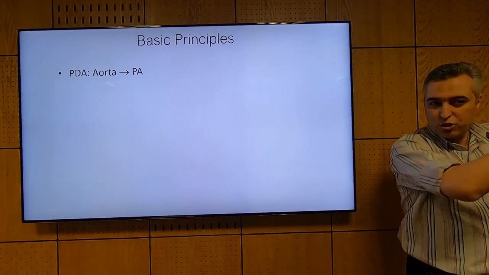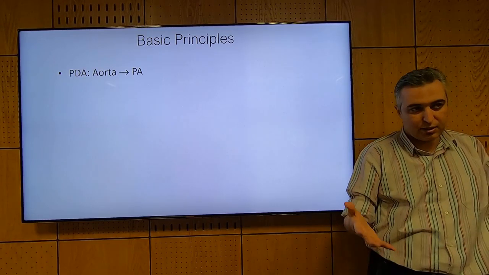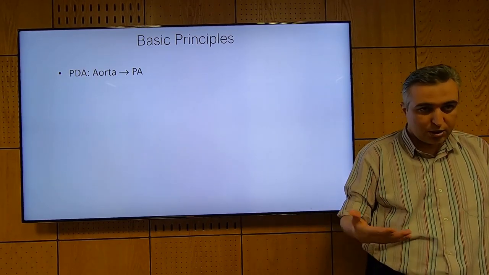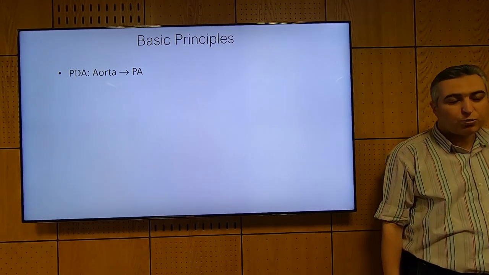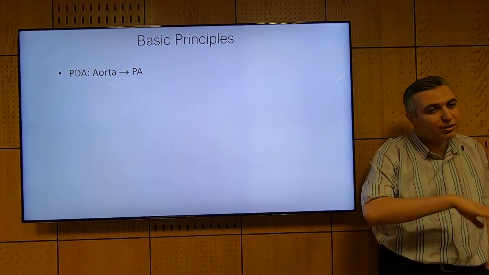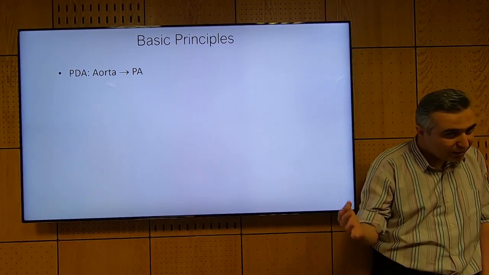Okay, let's assume another patient has a VSD, ventricular septal defect. So a communication between the left ventricle and right ventricle. How would blood flow? Left ventricle to right ventricle or the opposite? Left ventricle to right ventricle.